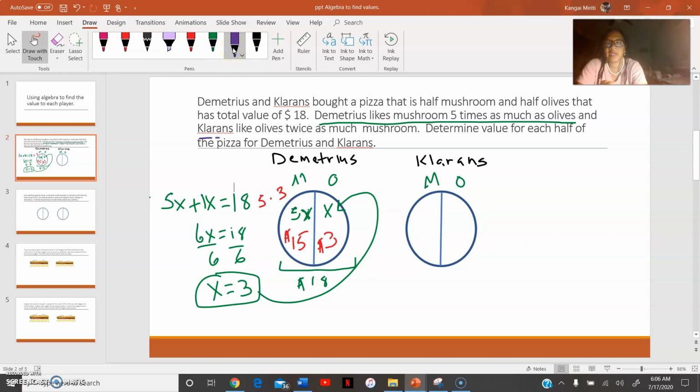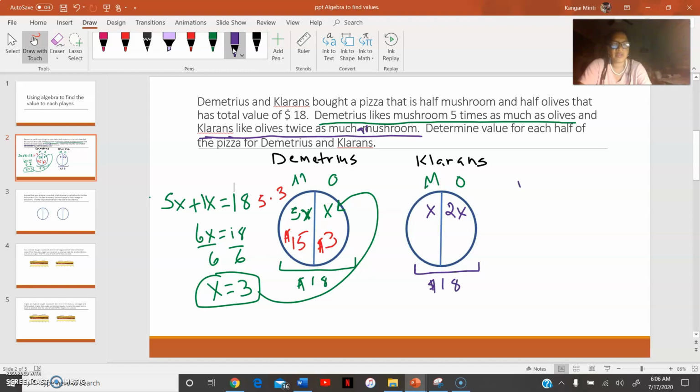So what do we know about Clarence? Clarence likes olives twice as much as mushroom. I should say as mushroom. So how are we going to represent that? He likes olives more, so 2x is the olives, x is mushroom. We know that the whole value of this pizza is $18.